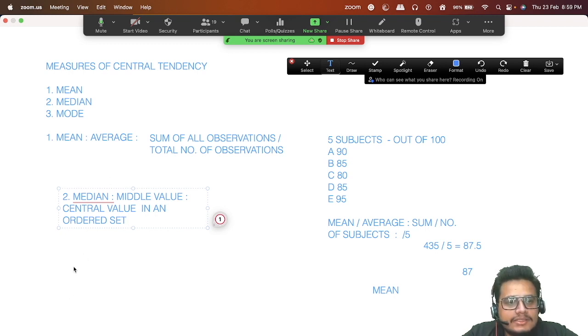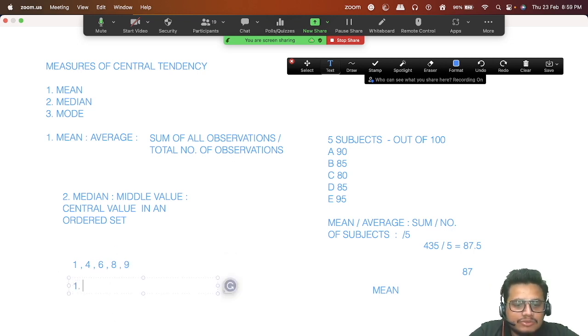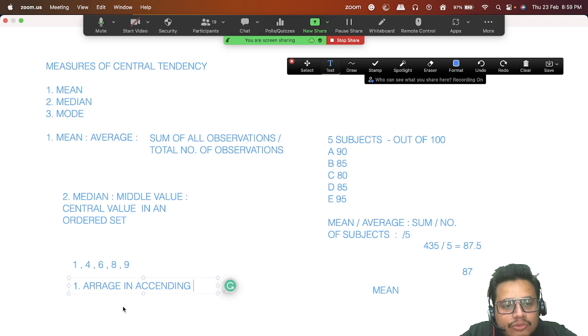Now let's discuss the median. Suppose I have my observations as 1, 4, 6, 8. Okay, let's take one more, 9. These are my observations. First of all, my first step is to arrange in ascending or descending order. Now they are already in ascending order, and I need not do anything. The second point is, what is the middle value?